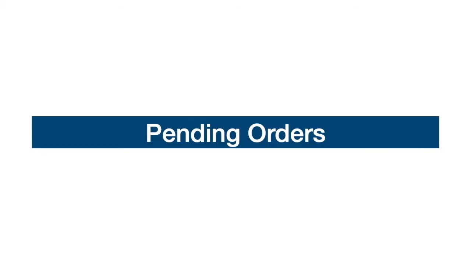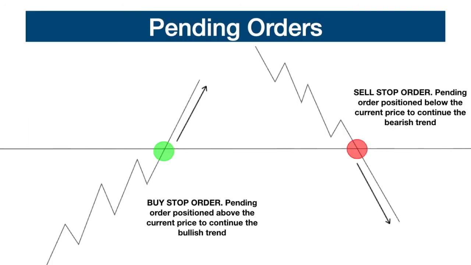Pending orders are the most precise orders, because they are filled at the exact price that you desire. Pending orders turn into market orders when the price touches the level of your pending order, and therefore your trade will be active. Pending orders are divided into buy and sell stop and buy and sell limit.